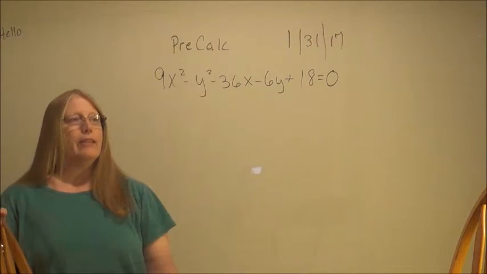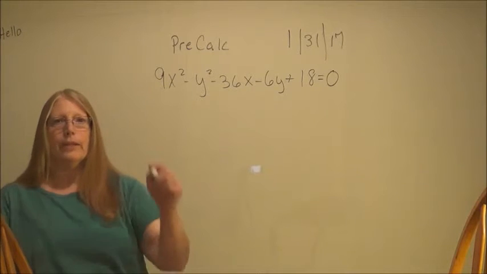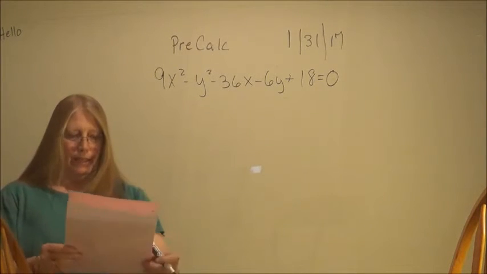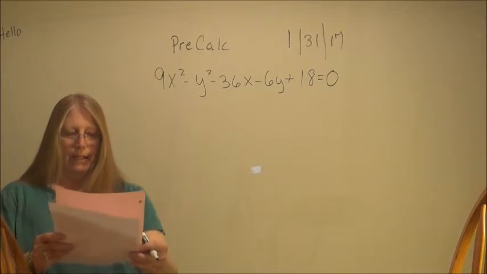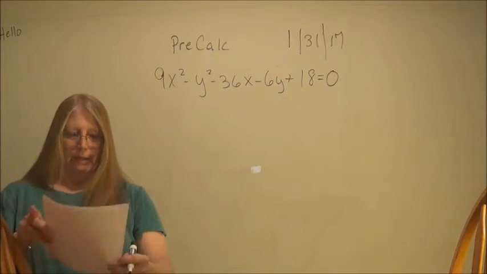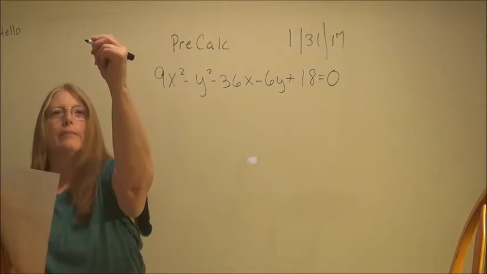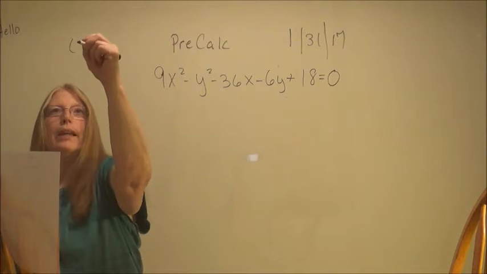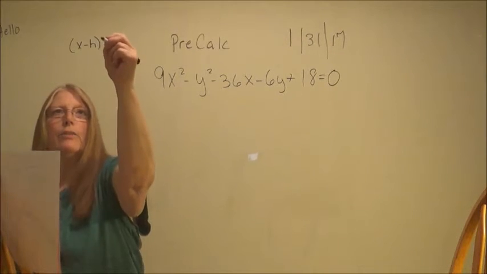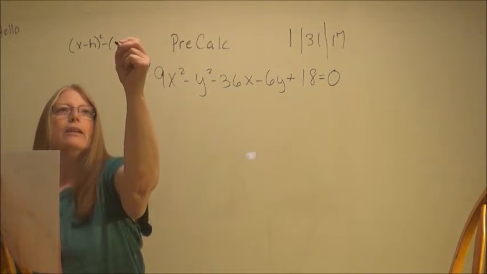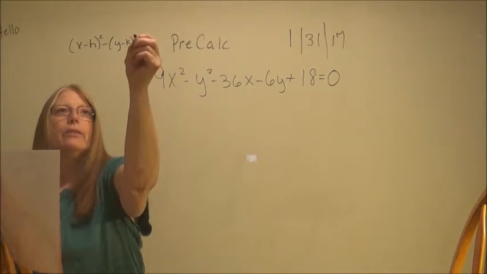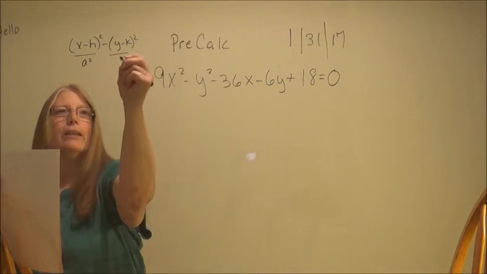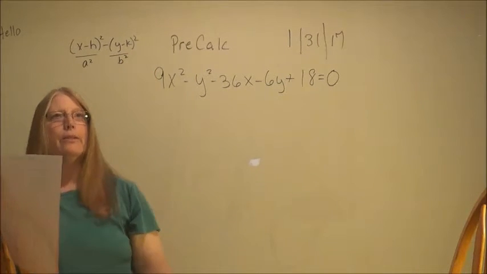We were talking about the hyperbola, and we found that the standard form is going to be similar to the ellipse except for the sign in between. So let me review what the standard form was for the hyperbola. It is x minus h quantity squared minus y minus k quantity squared, and the x minus h is over a squared and the y minus k is over b squared.